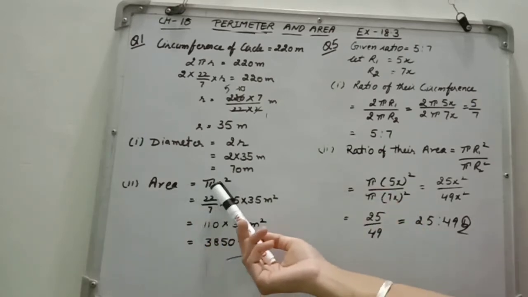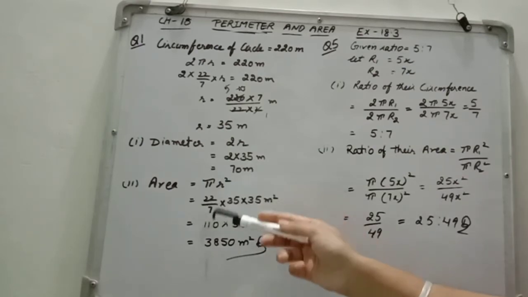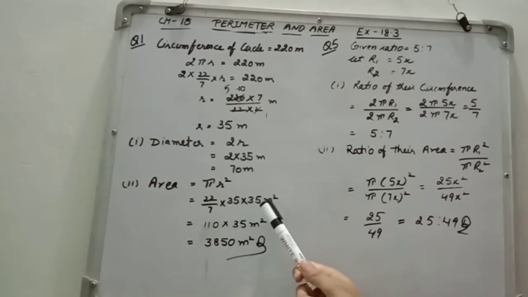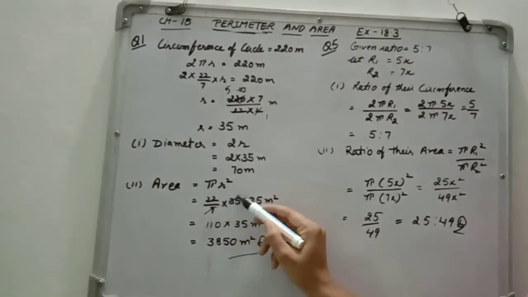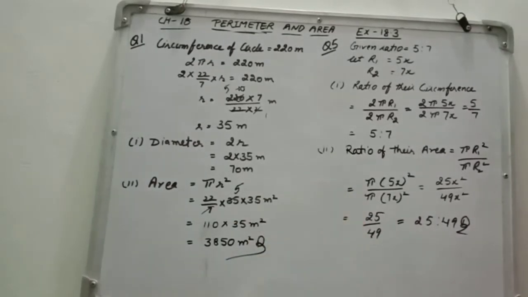Now the second part is area. So what is the formula of area? Pi r square. Put the value of pi. What is r? 35. Put 35 two times because r square is there. So after cutting, 7 fives are 35. After multiplying with 22, we get 110 into 35. So after multiplying, we get 3850 meter square as our answer.